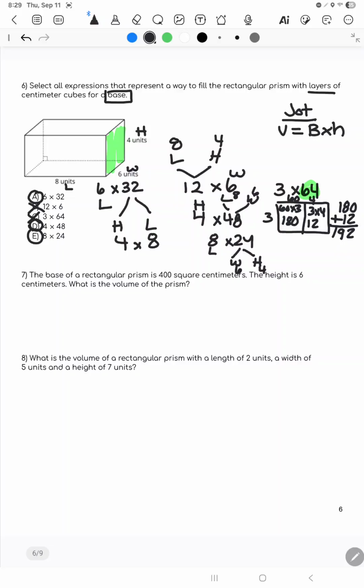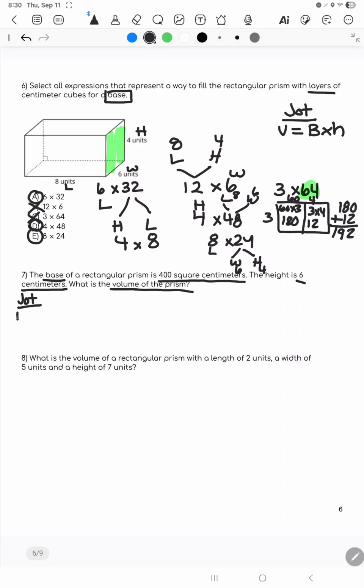Question number 7. The base of a rectangular prism is 400 square centimeters. The height is 6 centimeters. What is the volume of the prism? I was annotating this, and now I'm thinking a little bit out loud. On your assessment, it's on the computer, so you won't be able to underline like this. You will have totally blank paper. So what I'll do for this one is I'll just do a quick jot. These are the things that I would write down on my paper from the computer.